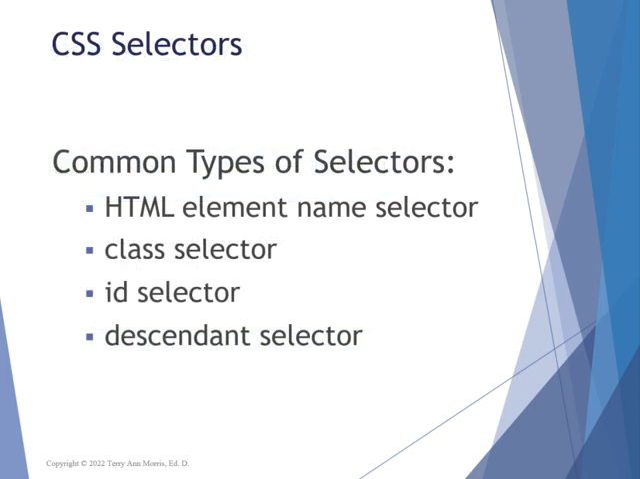CSS selectors. The common types of selectors are number 1, HTML element name selector, number 2, class selector, number 3, ID selector, and number 4, descendant selector.